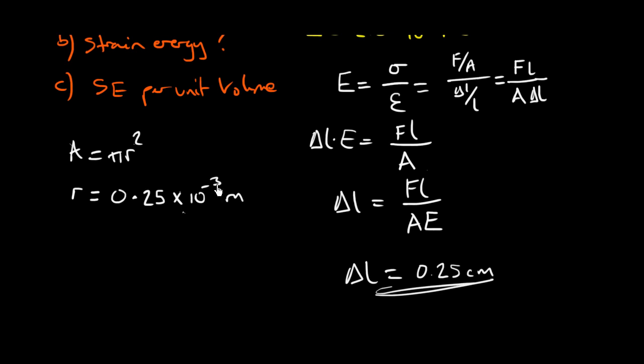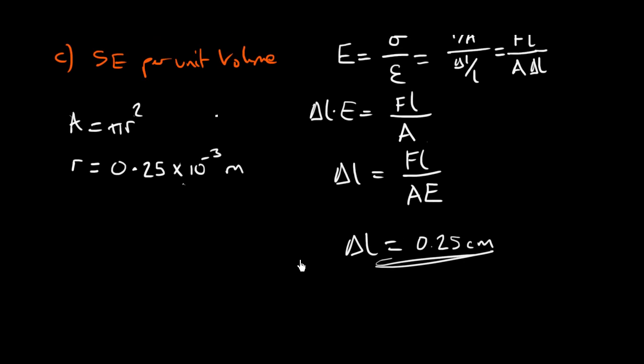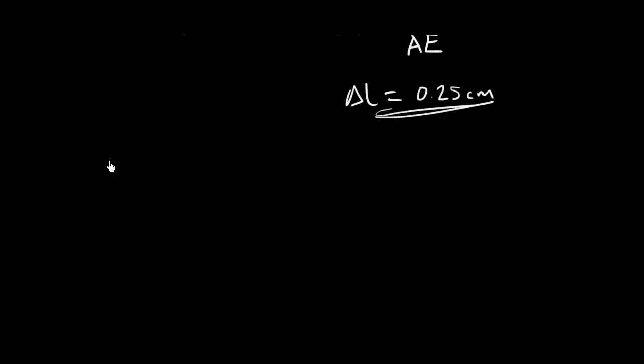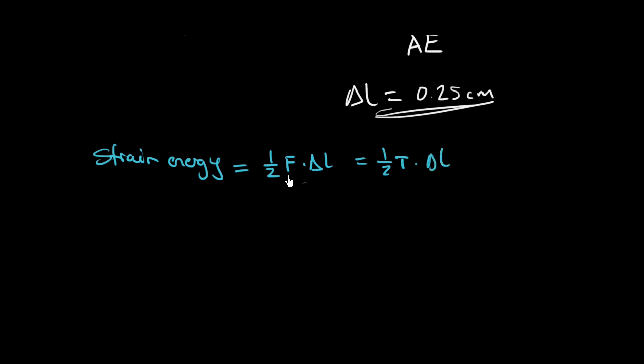And so let's have a look at strain energy and strain energy per unit volume. Well, the strain energy itself has a very easy formula, because in the previous video we said it could be expressed as half times the force times the extension, or the same thing, half times the tension in the wire times the extension. And here we know the force, and we just calculated the extension, so we've got it really easy for the second part.